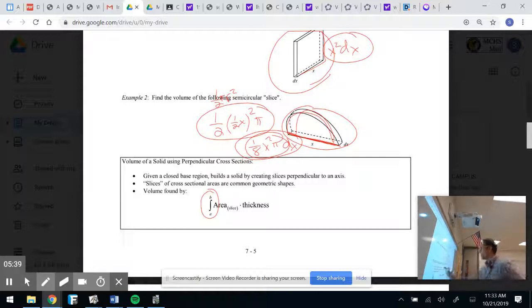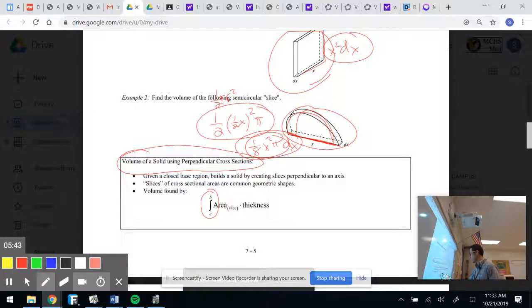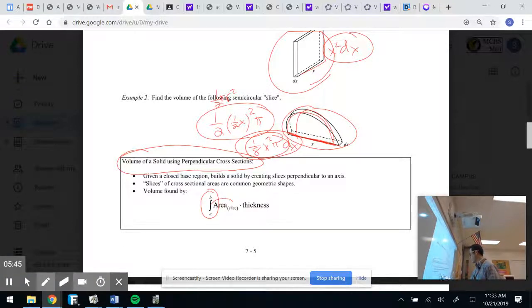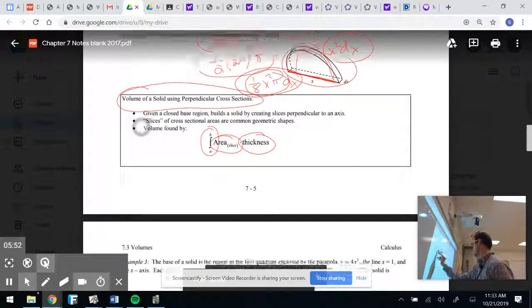And if I have an infinite amount of those guys, I get those really cool dual shapes that we were looking at. So the volume of a solid using perpendicular cross sections is: you take the integral from a to b of that region, whatever it is, you multiply it by the area of the two-dimensional slice, and you multiply it by its thickness, okay? And that's going to give us the volume of these objects.